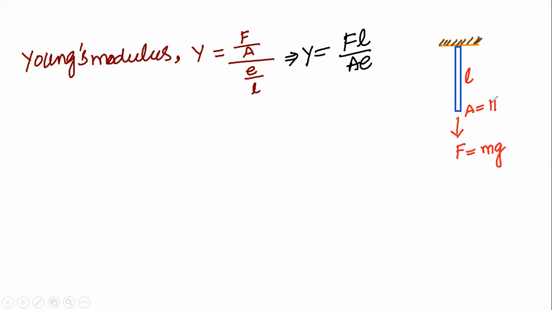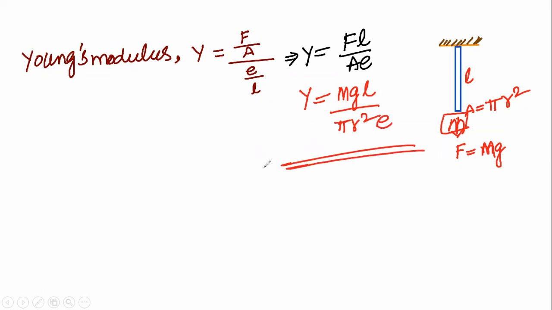The area of cross section A is equal to pi r square. On substituting this, Y is equal to mgL divided by pi r square into e, where in the place of F we write mg, for the mass M we are attaching. This is the expression for Young's modulus.